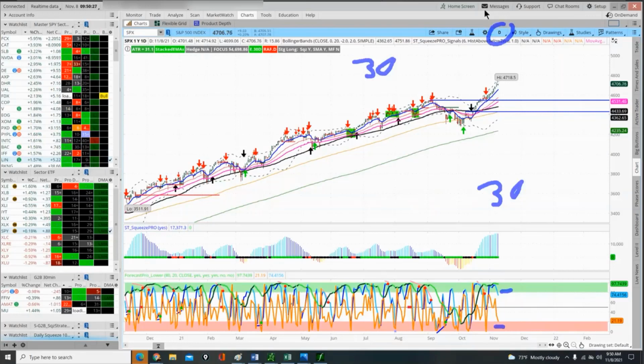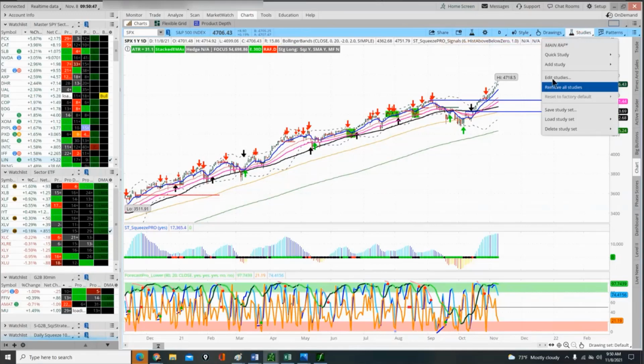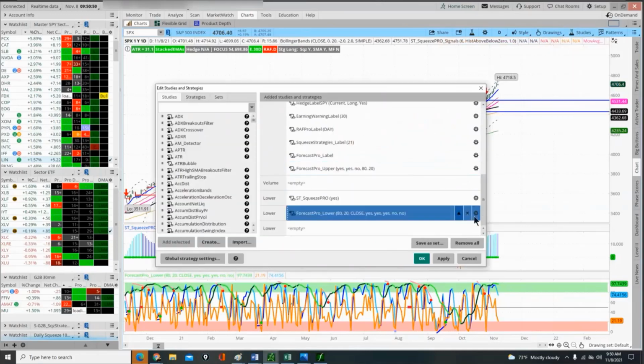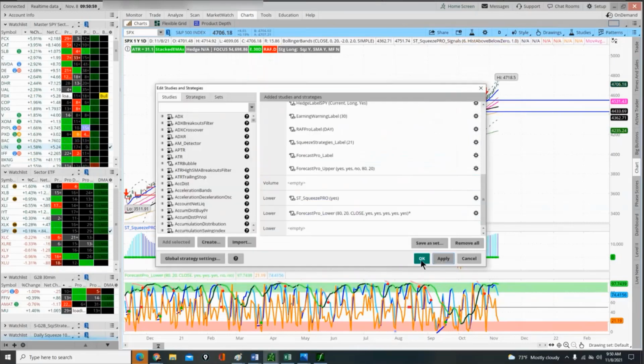If I looked at it right now, the blue line is out of the zone. I don't have permission right now to trade any strategy on the daily time frame. Nothing. Where's the orange line? If you have this Forecast Pro, you can go to Studies, Edit, Forecast Pro, and Show Information.